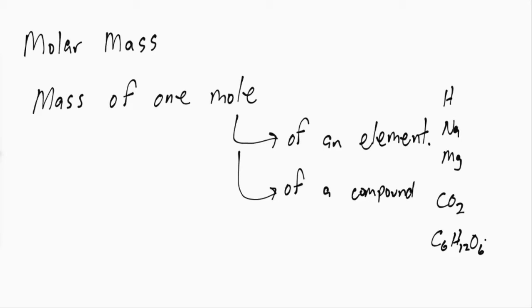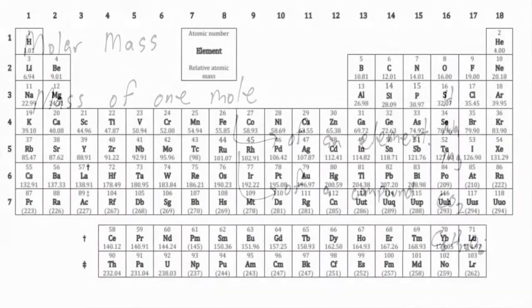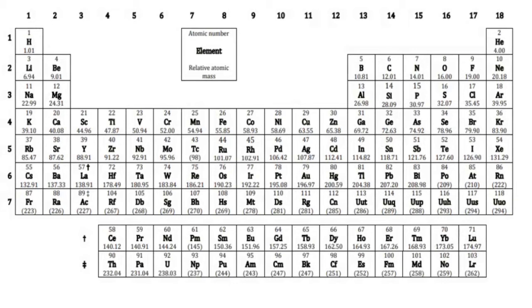Well, it's very easy to do. You just need a periodic table. If you look at the periodic table, you can see that there are these decimal numbers underneath the symbols for each element. Well, that decimal number is called the relative atomic mass. You may remember that when we talked about the periodic table. And it's easy to find the mass of one mole of each of these elements. It's the same number as the relative atomic mass, and you just put the unit of grams.